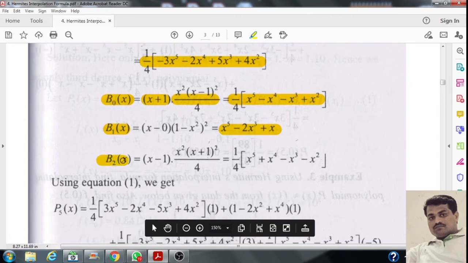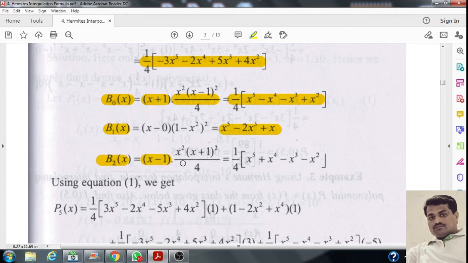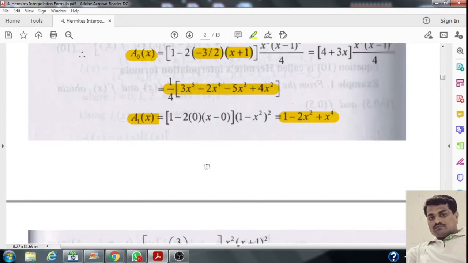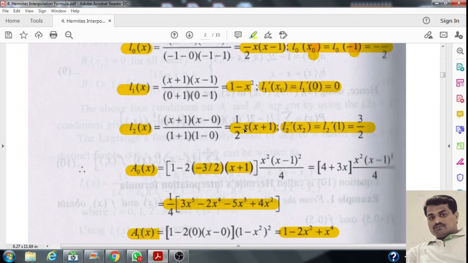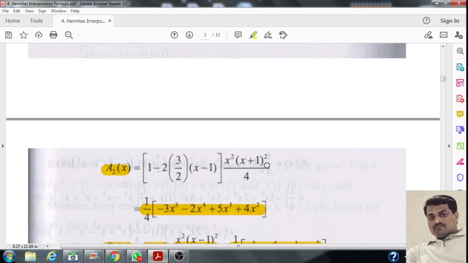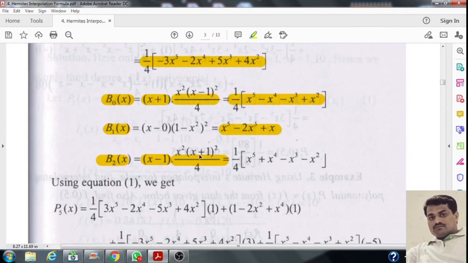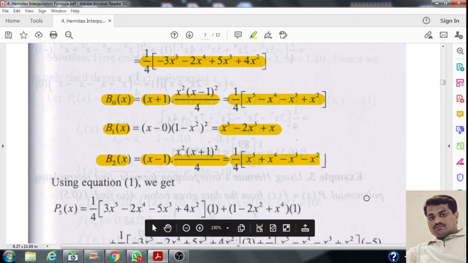And also b2x is equal to x minus x2. x2 is 1, hence write x minus 1 into L2x bracket square. What is L2x? L2x is equal to 1 by 2 into x plus 1, and its square is x square into x plus 1 bracket square divided by 2 square, which is 4. Again simplify, and we get 1 by 4 into x raised to 5 plus x raised to 4 minus x cube minus x square. Thus, we get a naught, a1, a2.